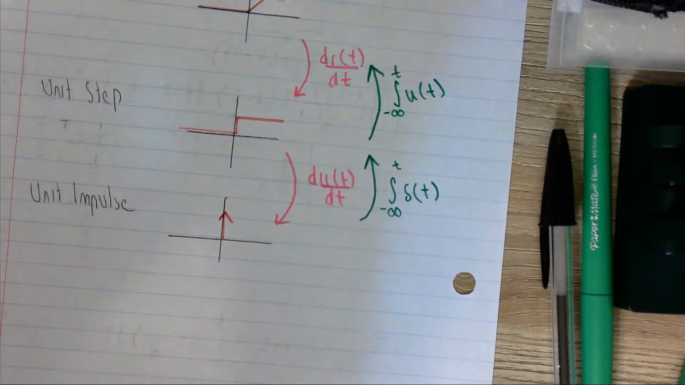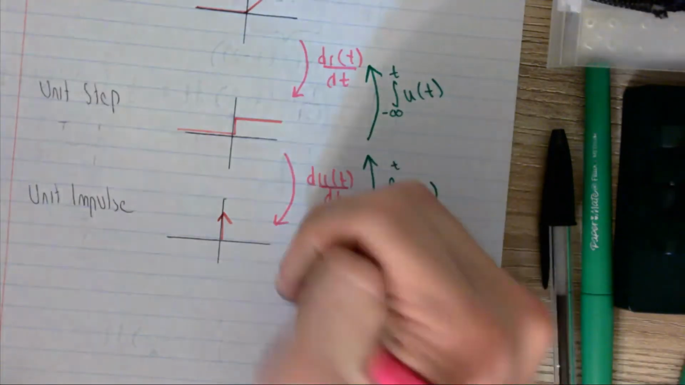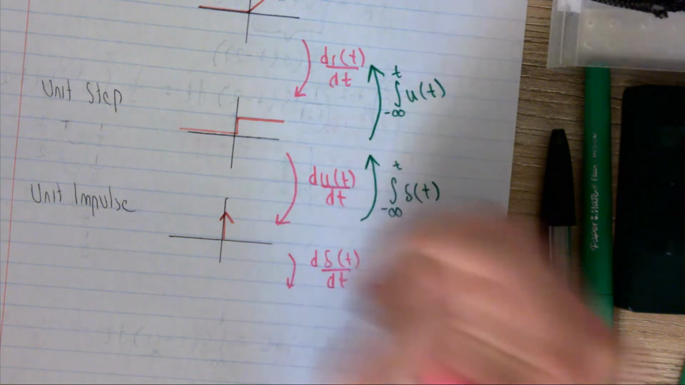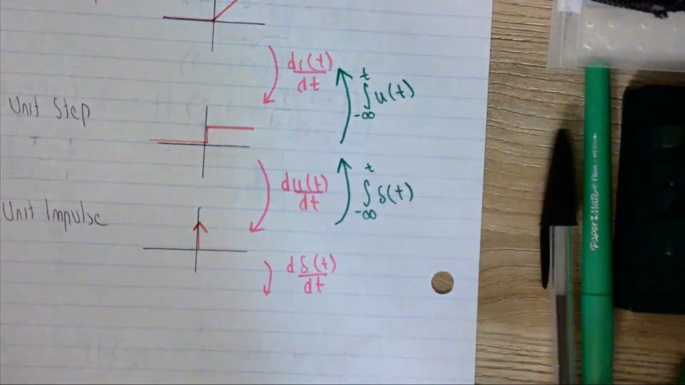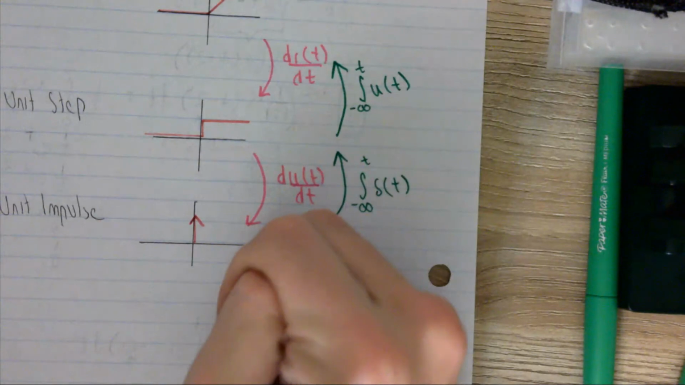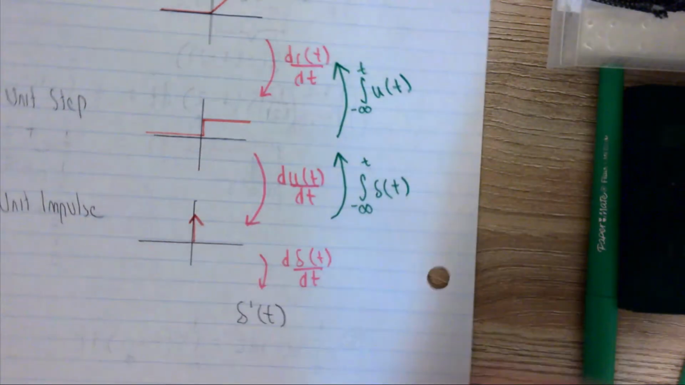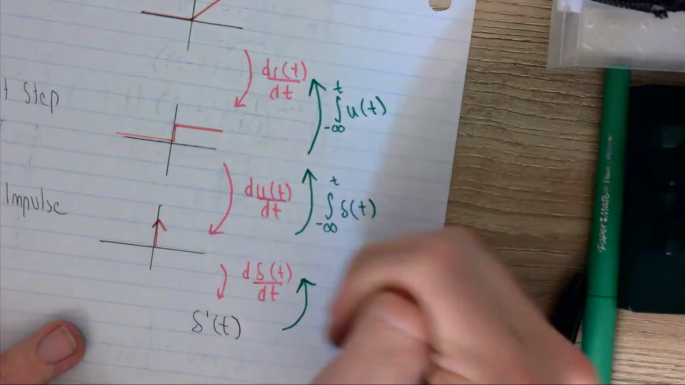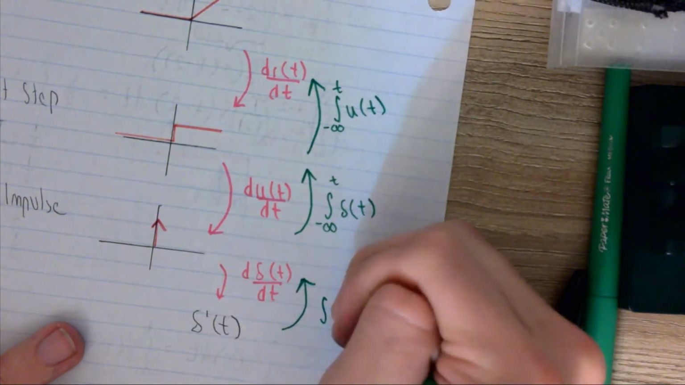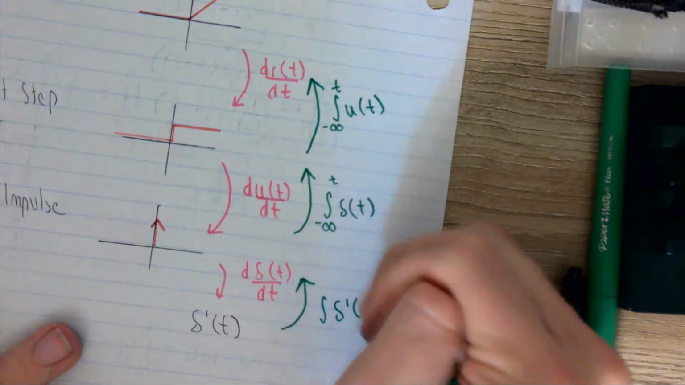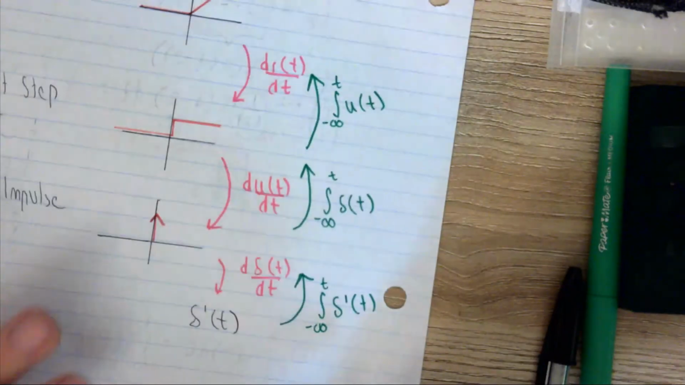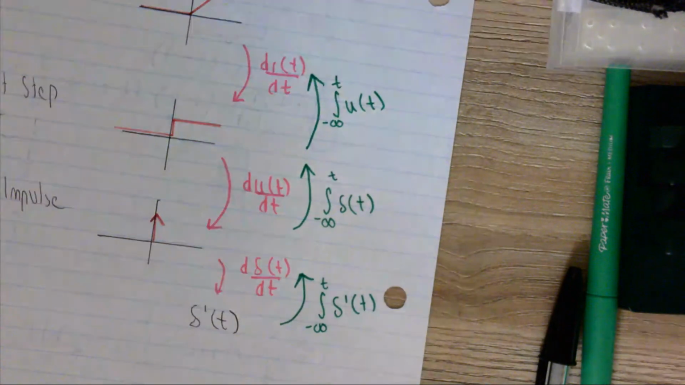So the derivative of the delta function is equal to the unit doublet function. And then the antiderivative of this unit doublet is going to be the delta function, so this is from t to negative infinity. Okay? And those are what you need to know for derivatives and antiderivatives.